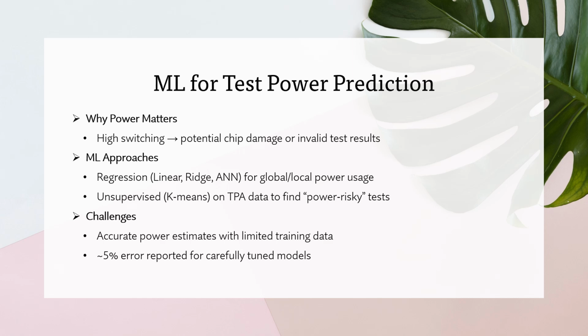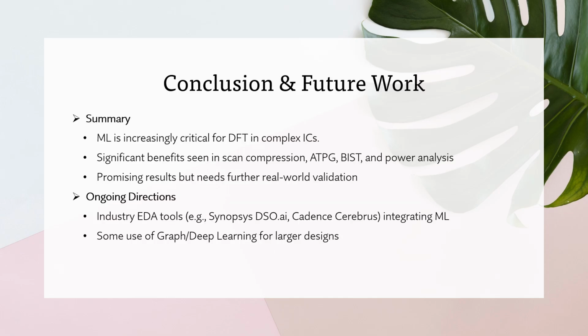There are also a few challenges with this. To train these power prediction models, we need a lot of detailed data on how much power each pattern might use. It can be tough to collect all this data, and if the model is tuned carefully, it can predict the power use within about 5% error. That's good, but for large chips, we might still need improvements.